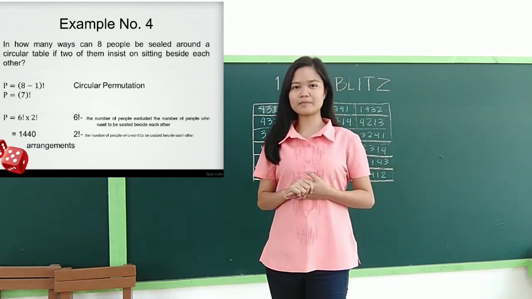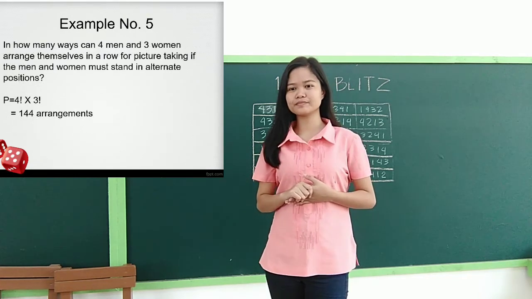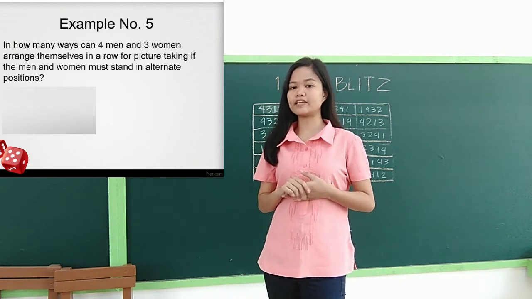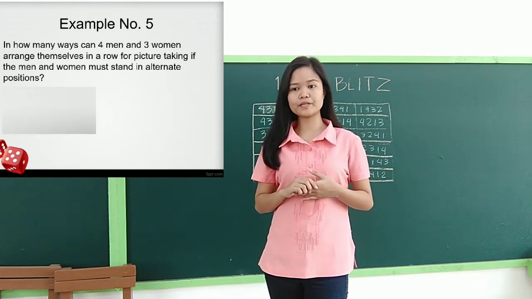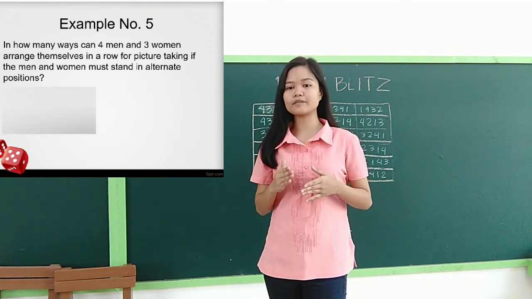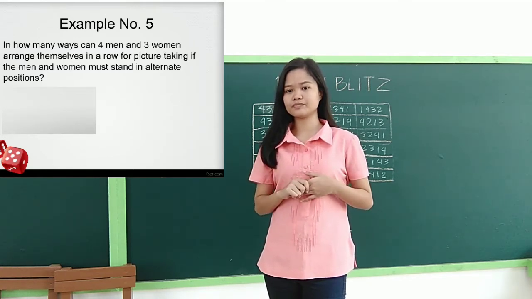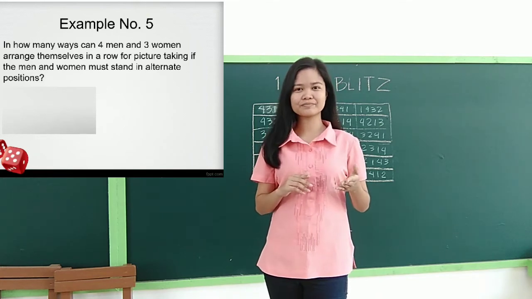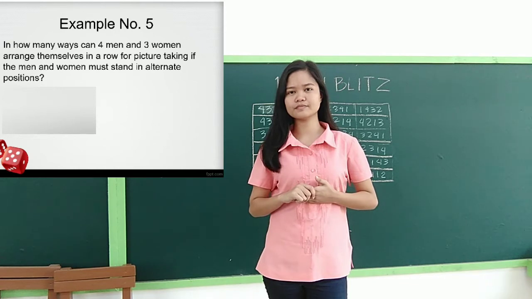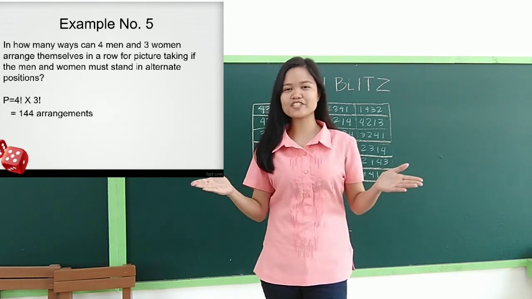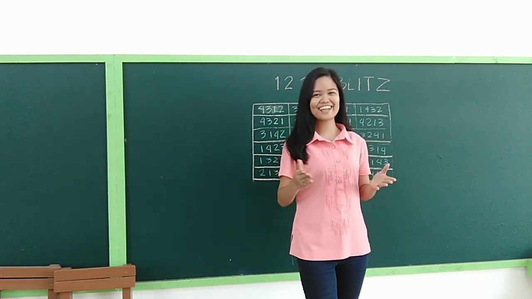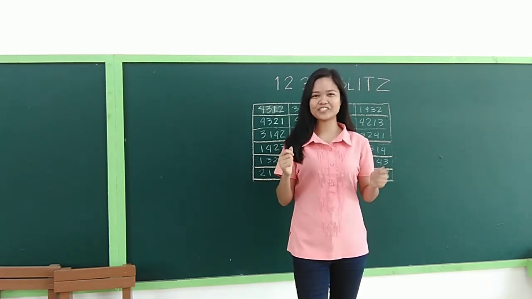How about solving a problem like this one? In how many ways can 4 men and 3 women arrange themselves in a row for picture taking if the men and women must stand in alternate positions? Who wants to answer? Yes, Ms. Satya. Who got the same answer? Very good. Well done, class. You all did a great job.